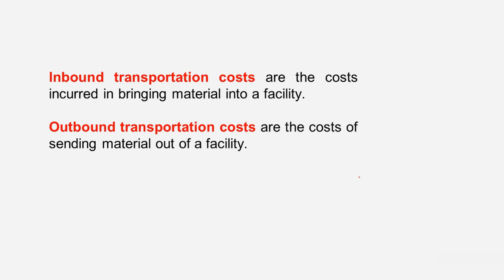So, pag sinabi naman nating outbound transportation cost, ito naman yung expenses natin sa pagdi-deliver ng product, okay, outside, or sending material out of a facility. So, ibig sabihin, ito na yung ating expenses sa pag-deliver na sa mga end user, sa labas na. Kasi sa inbound, okay, so doon natin dadalhin yung mga iba't ibang raw materials, papunta sa facility. Si outbound naman, palabas. Okay?